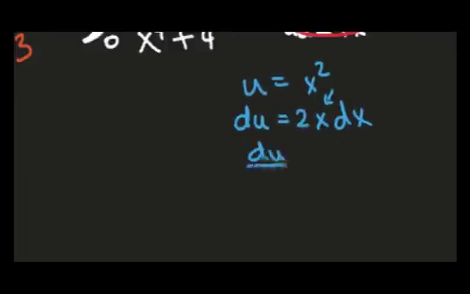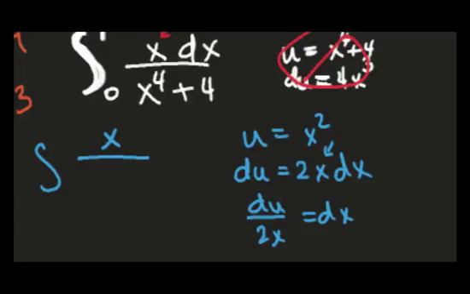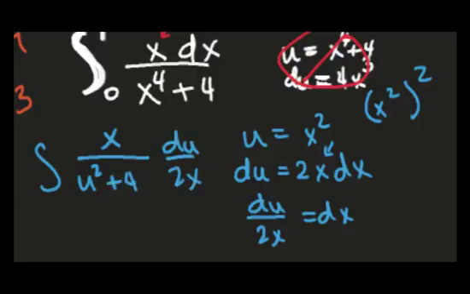I'm going to solve for dx, and it's going to become the x I did nothing with before, and then the x to the fourth plus 4. Well, x to the fourth is nothing more than x squared squared, right? Good, so it's going to be u squared plus 4, and then du over 2x. The x's will cancel, and the 1/2 can come out in front. So you're going to get 1/2 integral of du over u squared plus 4.